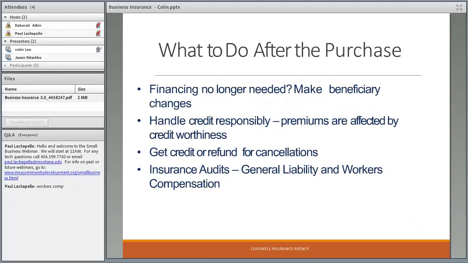One of the things that you might see, especially on an auto policy, is financing. A lot of times, you buy a new auto and you have financing, right? But then you pay it off, and those are little things that you might not need anymore. So we can take that off.